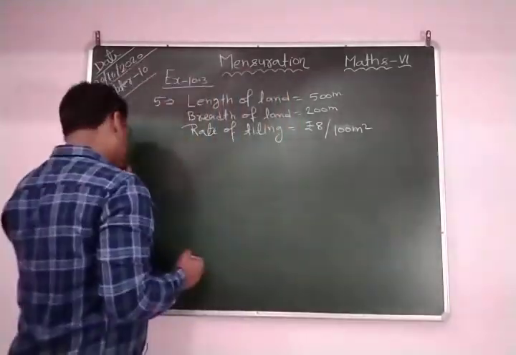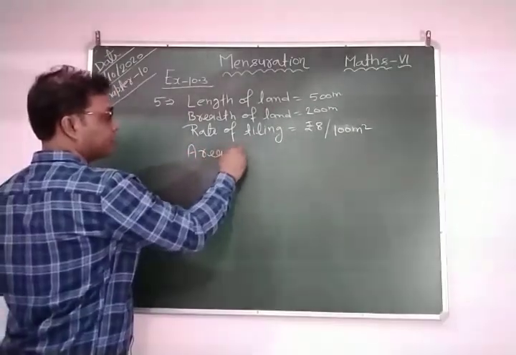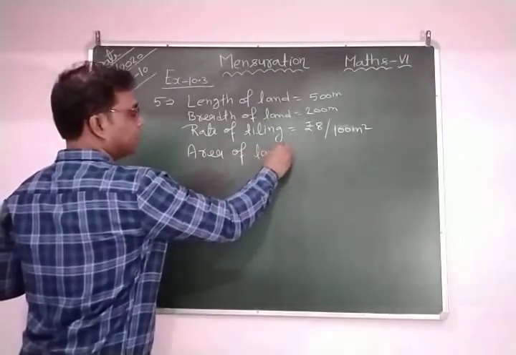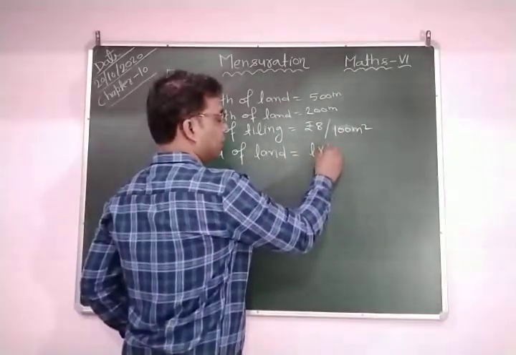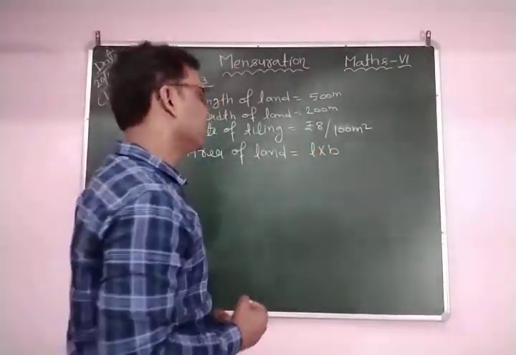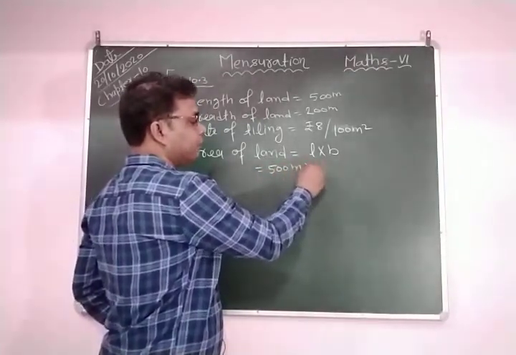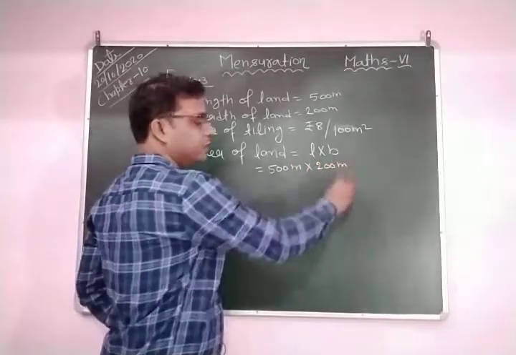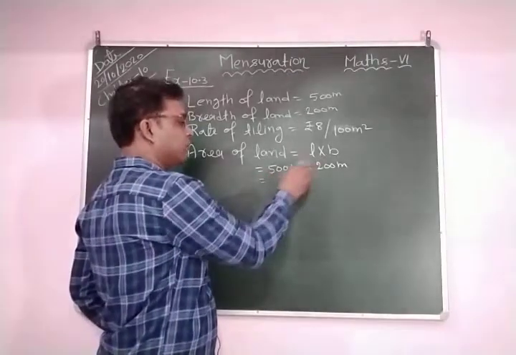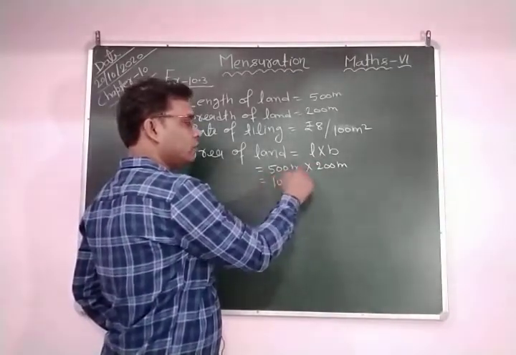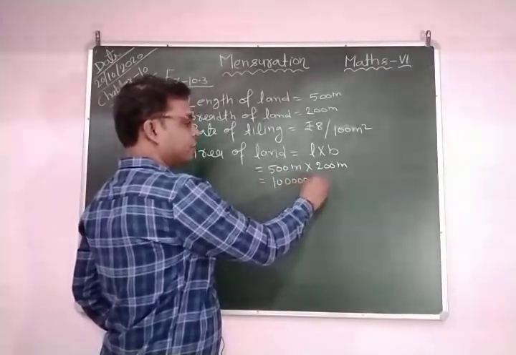For this, first we find the area of land. The land is the shape of a rectangle, so we write area equals L into B. Length is given 500 meter into breadth 200 meter. Length is 500 and the breadth is 200. So 5 into 2 is 10, and how many zeros are there? 1, 2, 3, 4 zeros, so it is 10,0000 meter square.